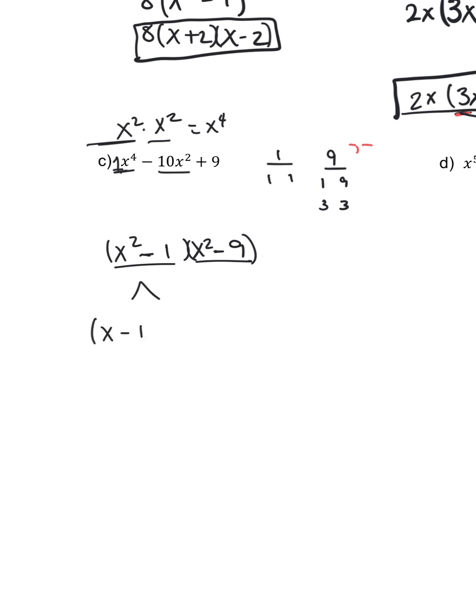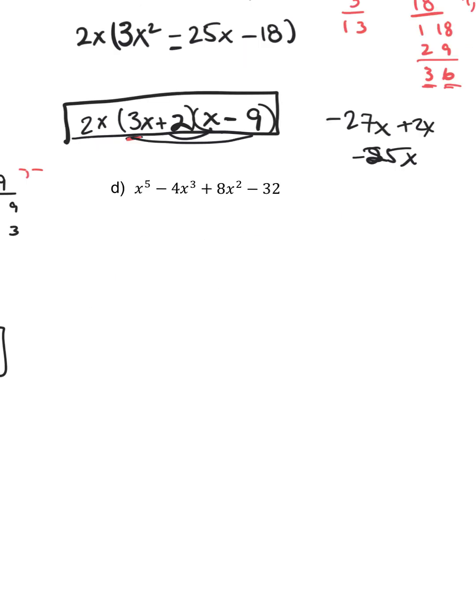x minus 1, square root of 1 is 1, x plus 1. Okay, difference of squares with a 9. x squared minus 9. 9 is a perfect square. So it's x plus 3 times x minus 3. And there's your factor.